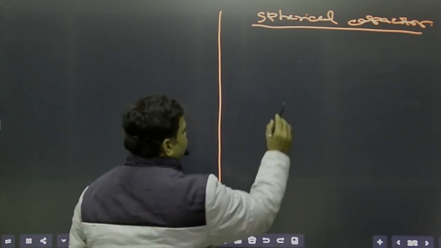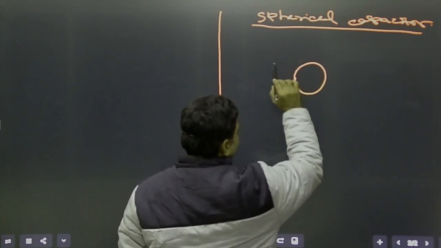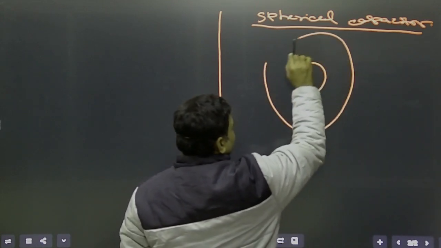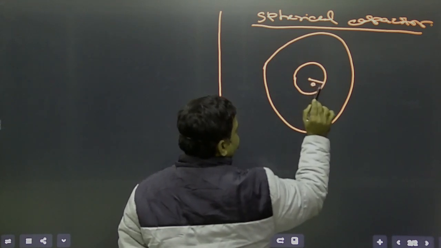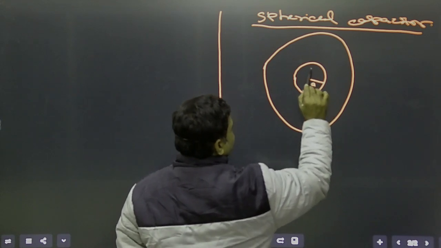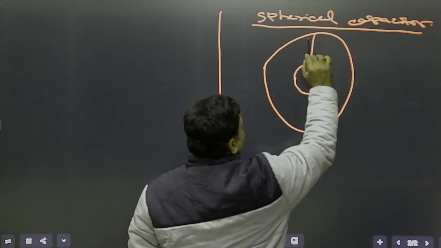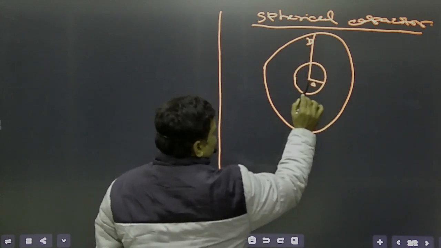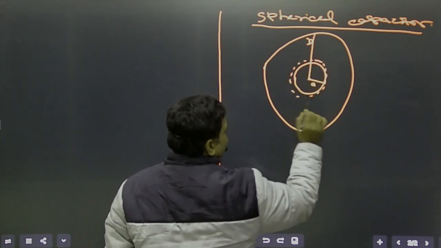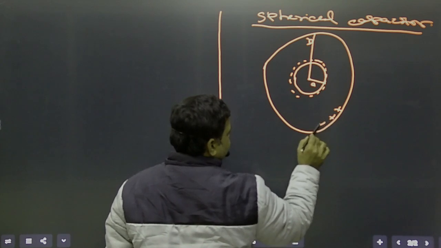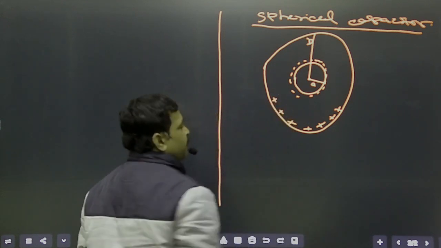So what is a spherical capacitor? We'll have thin spherical shells. One will be the inner one, the other will be the outer one. Suppose the radius of the inner spherical shell is A, and similarly the radius of the outer spherical shell is B. Suppose the inner one is negatively charged and the outer one is positively charged. So this makes a capacitor, and this is known as a spherical capacitor.